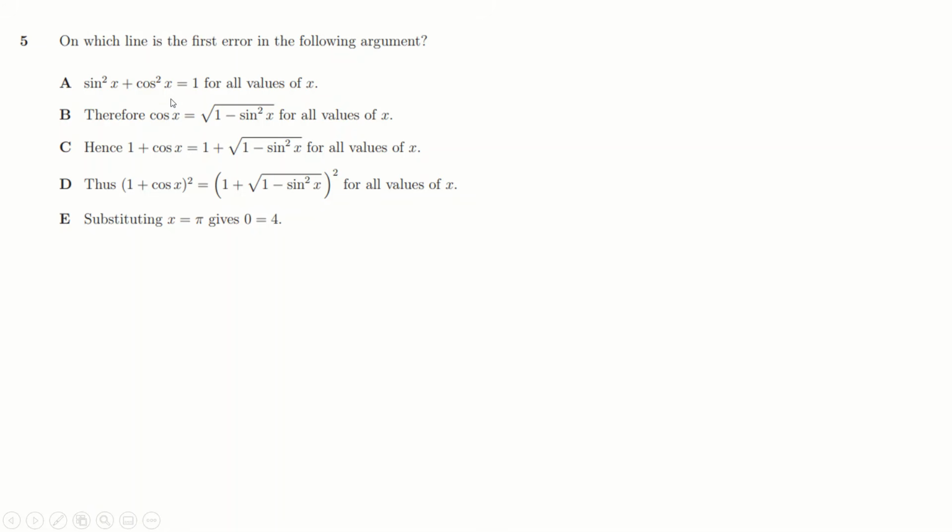Question number 5. So where has this gone wrong? Well, okay, so you've moved the sign squared over and then you square rooted. You should have done a plus minus. Easy, good. Next question.